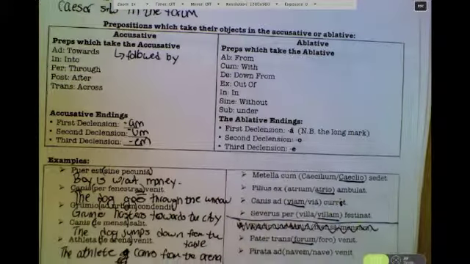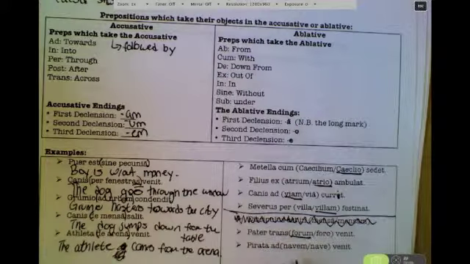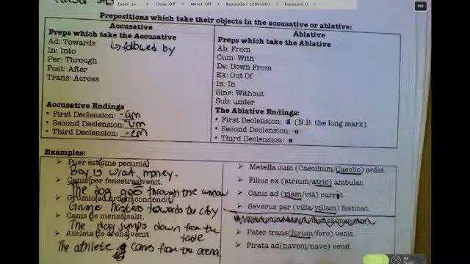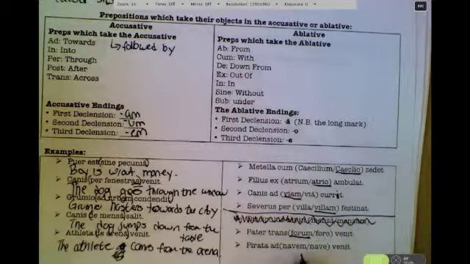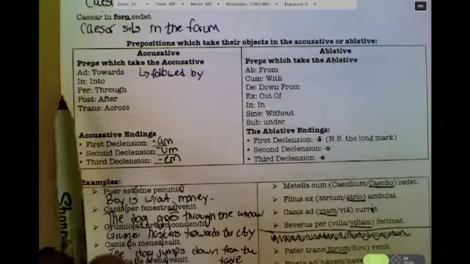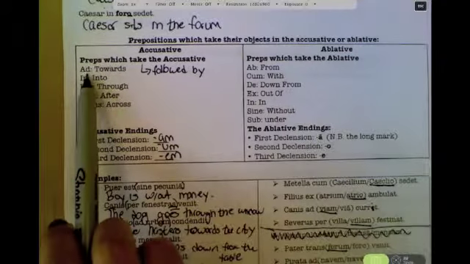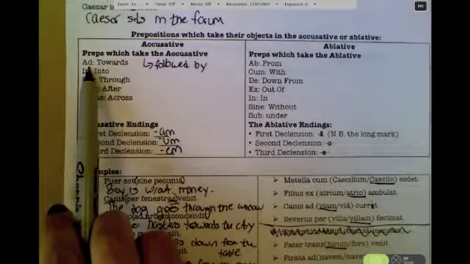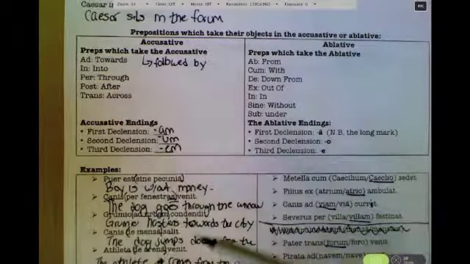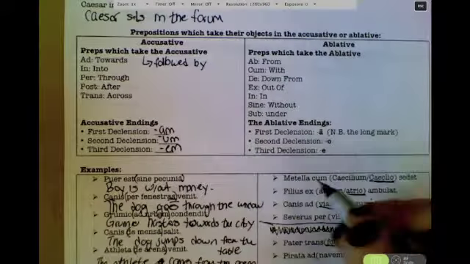Okay, and here I see pirata ad navem or nave venit. Do I want navem to be accusative or ablative? Well, ad is an accusative preposition, takes the accusative, so I need it to have an em ending, so it's navem.